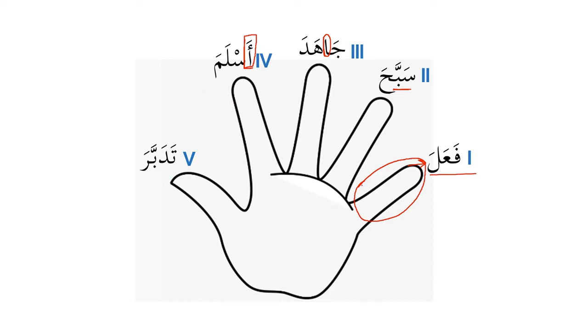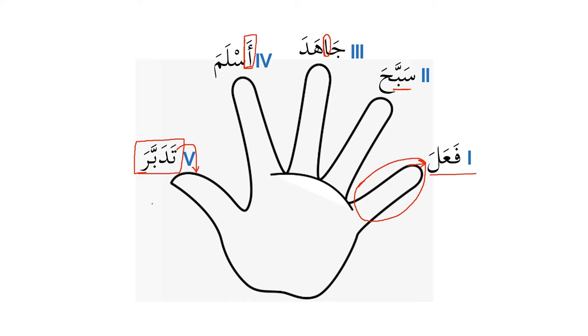see over here. When we continue 1, 2, 3, 4, and form number 5, how many letters does it have? 5 letters. 1, 2, 3, 4, 5. So it is easy to remember that form number 5 has 5 letters. So that's why we say this is form number 5. Now you have these 5 forms on your fingertips. Fa'ala, sabbaha, jahada, aslama, and tadabbara.